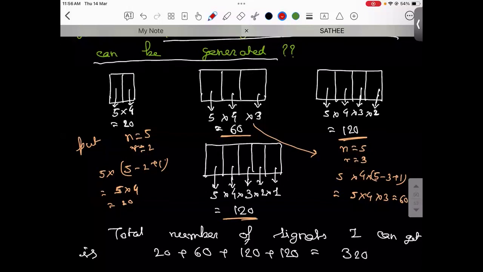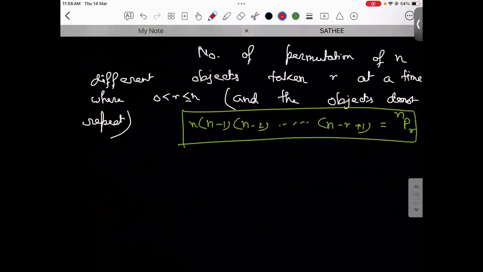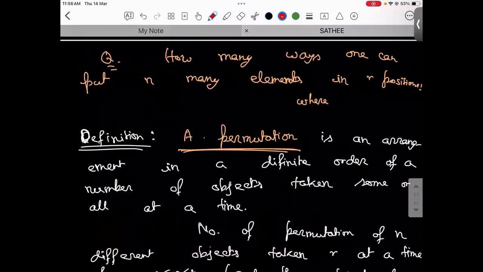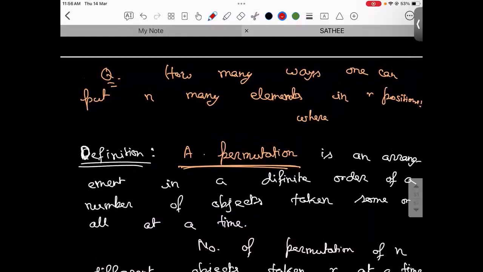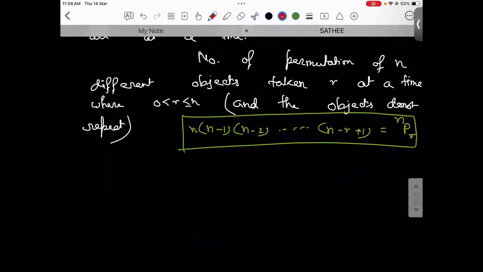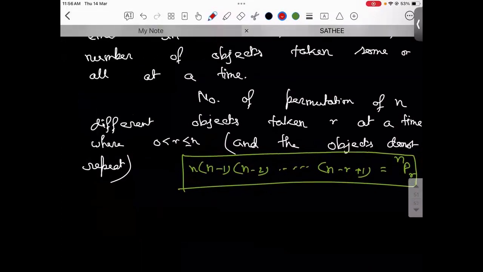So just put the value n equals to 5 and R equals to the number of positions you have, or how many elements you are picking at a time. Depending upon that, you can choose R and first evaluate this last value. Then you can understand where you need to stop. After that, you can write the previous numbers and multiply to get the answer.